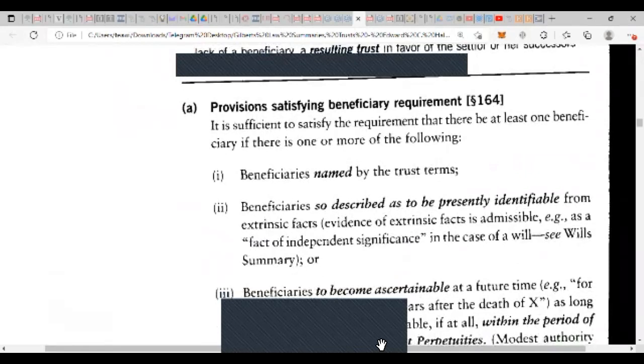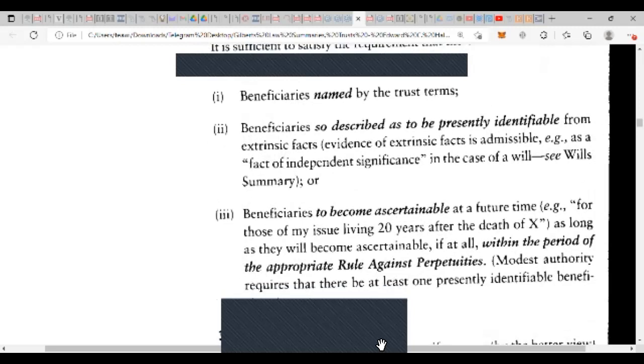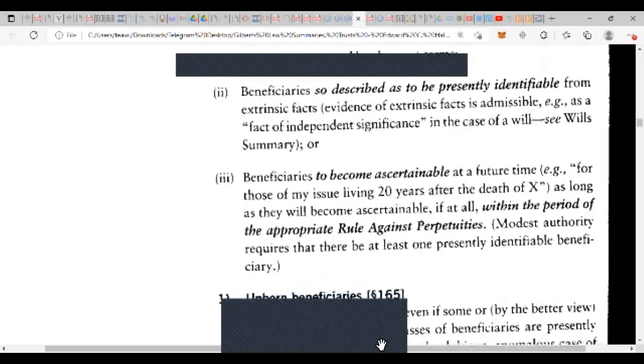A, provision satisfying beneficiary requirements, section 164. It is sufficient to satisfy the requirement that there be at least one beneficiary if there is one or more of the following: 1, beneficiaries named by the trust terms. 2, beneficiaries are so described as to be presently identifiable from intrinsic facts. Evidence of intrinsic facts is admissible, such as a fact of independent significance in the case of a will, see will summary.